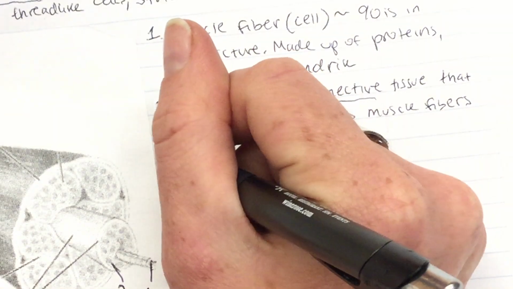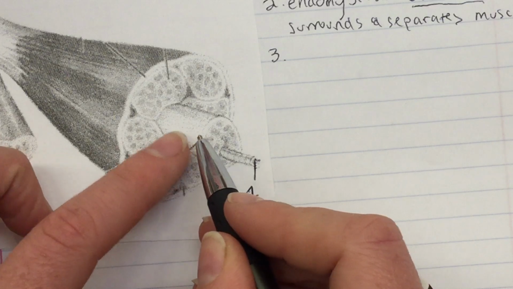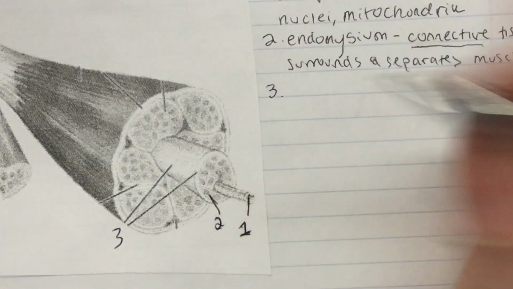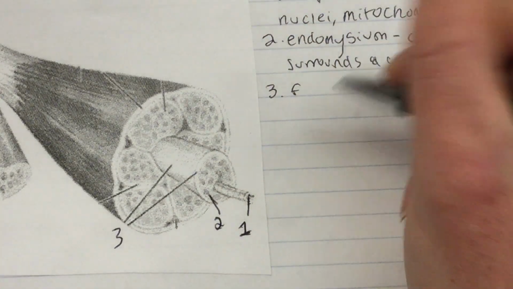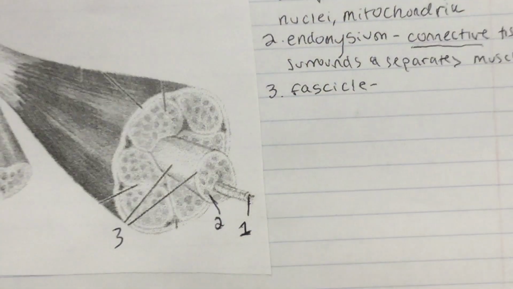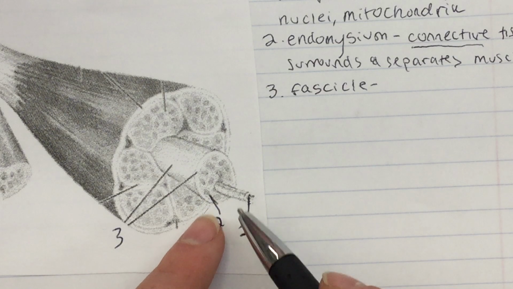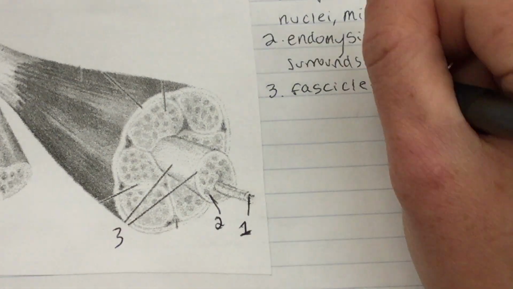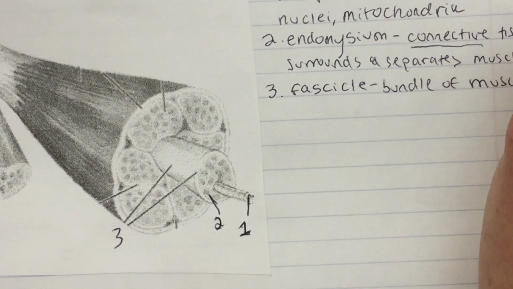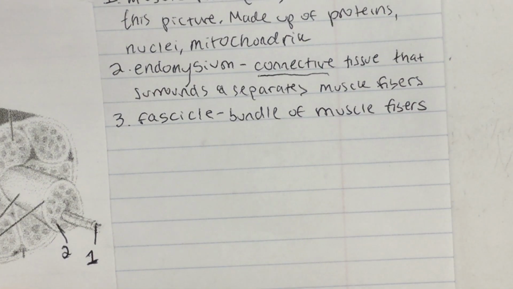Number 3 is going to be right here where these 2 lines branch. This entire structure that we've been looking inside of is called a fascicle. So number 3 is called a fascicle. Can you say fascicle? F-A-S-C-I-C-L-E. A fascicle is just a bundle of what? A bundle of muscle fibers. Yeah. So a fascicle is a bundle of muscle fibers. How many fascicles do we have in our image?